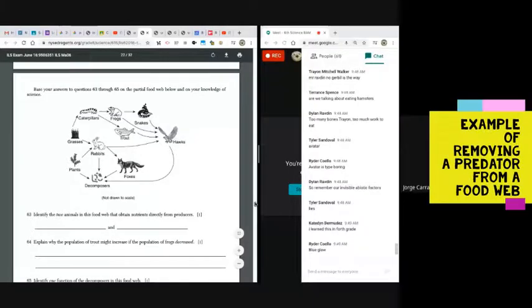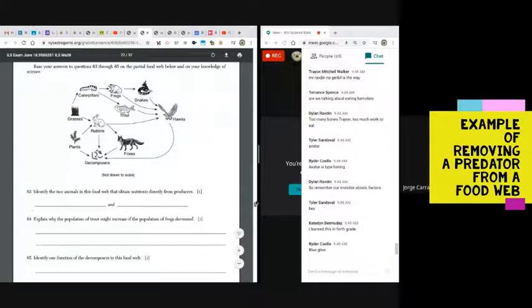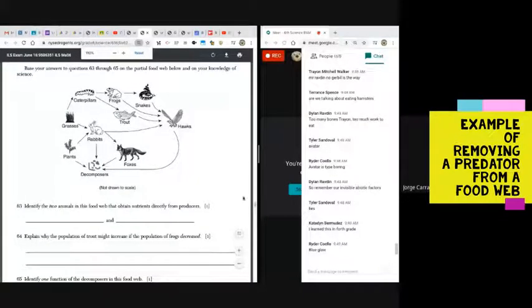Oh yeah, this one, right? All right, so let me make it a little bigger. All right, so this is a question, and I want you to look at the second question. So this is a food web.